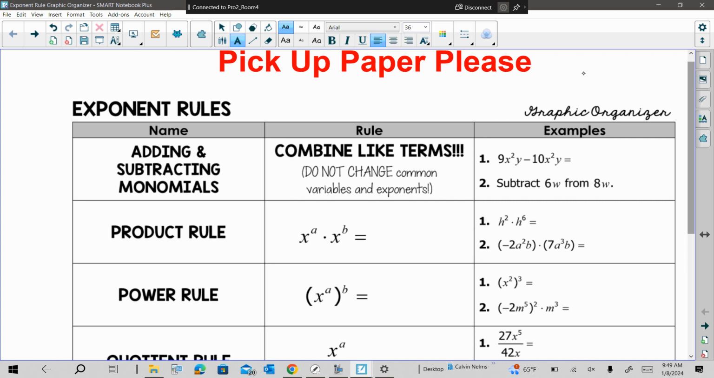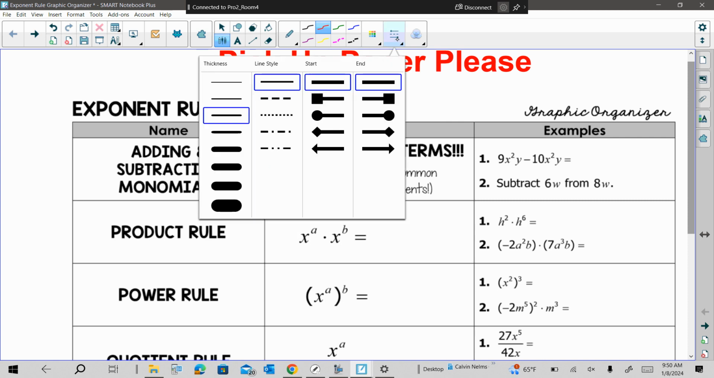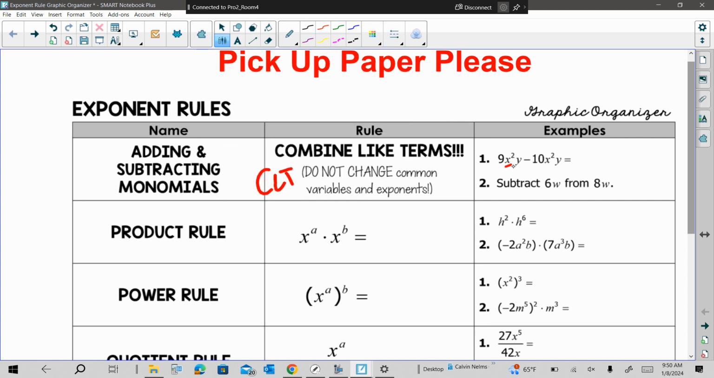Okay, so this first one is just what you already know, combining like terms, CLT. As long as they have the same variable and exponent, you can just add or subtract the coefficient. So if I look at number one, there is an x squared and a y. That matches here, x squared and a y. So that means the same variable and exponent. All we have to do really is subtract the coefficient, which is these two numbers right there.